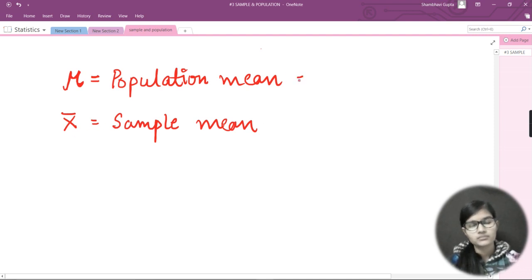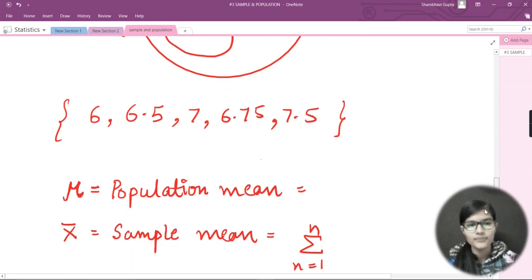Now, there are some formulas for this. Firstly, let me tell you about the formula of the simple mean. For calculating the simple mean, firstly we make a sigma here. What is the sigma? This sigma is a summation sign. Clear? Now, sigma of n equal to 1 up to n. Let me introduce what n is here.